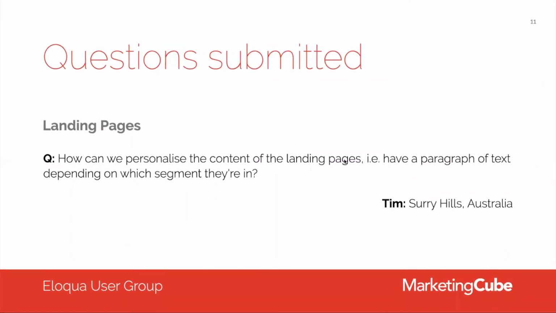We had a couple of questions drop in this month, one from Tim, here in Surrey Hills. He says, how can we personalize the content of the landing pages, i.e. have a paragraph of text, depending on which segment they're in? The answer to that, Tim, is not so much based on which segment they're in, but it would be based on which profile information you have on the individual contact. Dynamic content, regardless of how you present it, whether it's in an email or on a landing page, because it's identical, so the rules are the same.